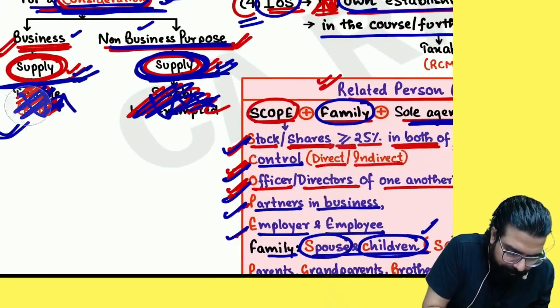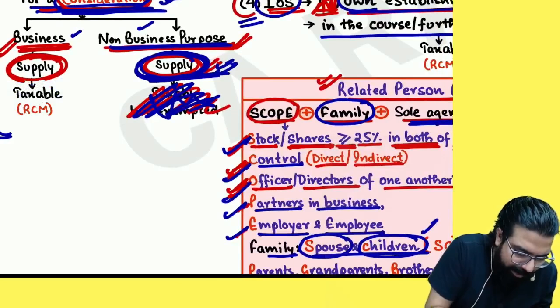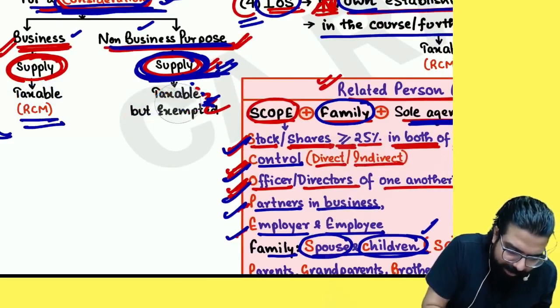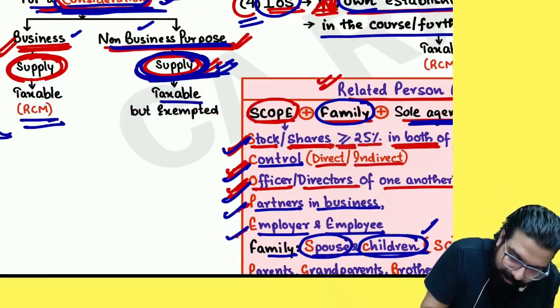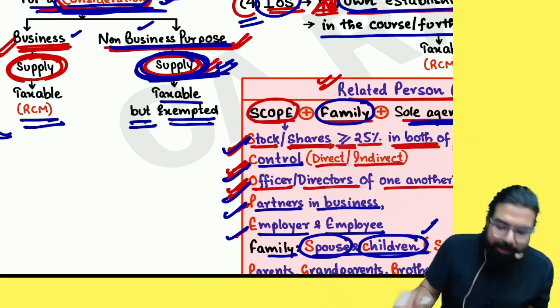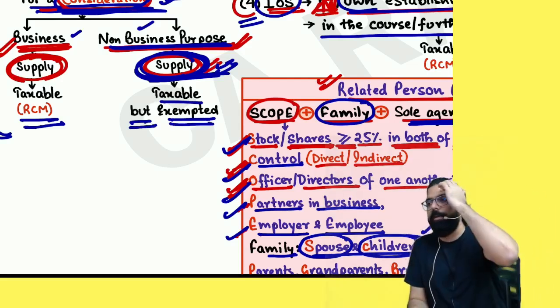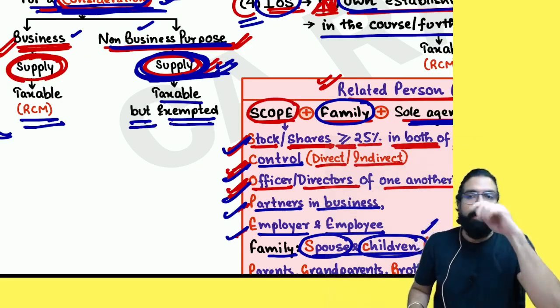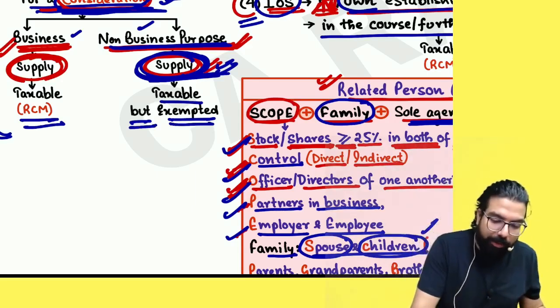See everyone. Here it is taxable under RCM. Here it is taxable, but exempted by the government. Please tell me, are we clear with this point? 100%? Chalo, everyone listen.